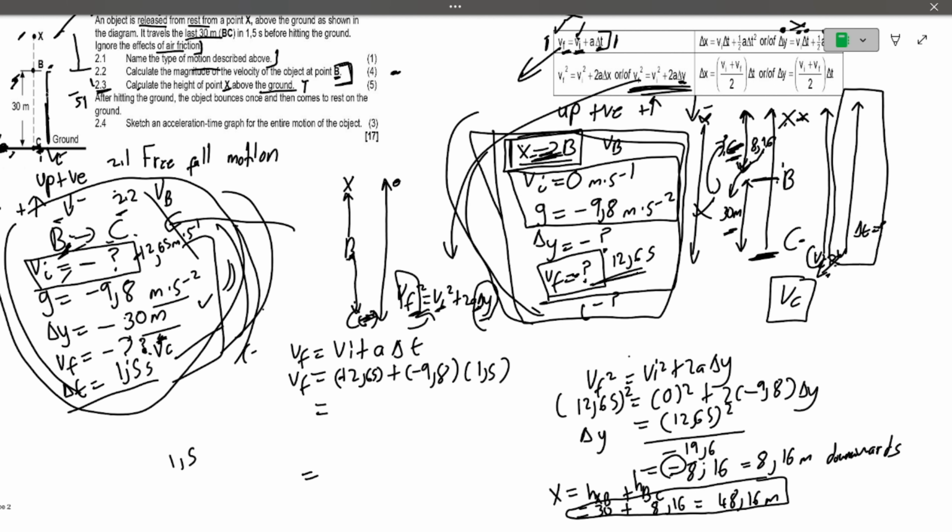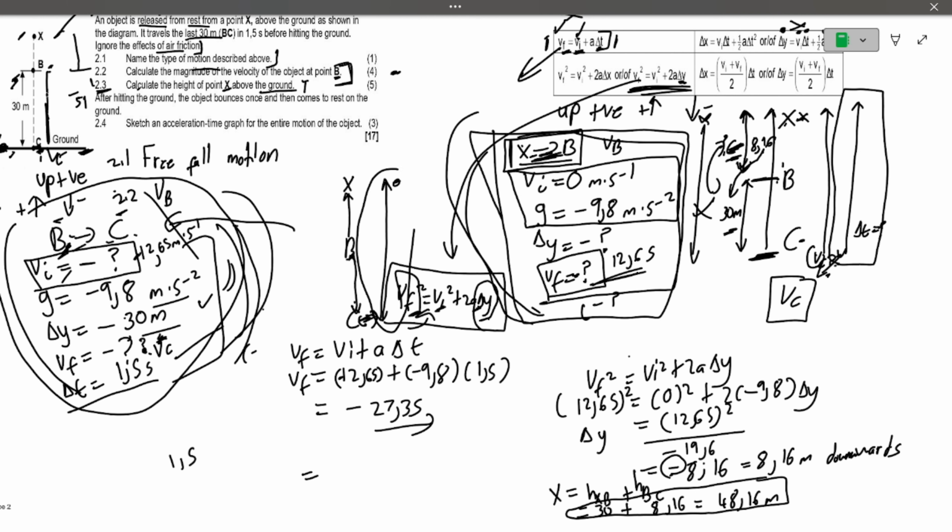And when we find 1.5, we press our calculator, negative 12.65 minus 9.8 times 1.5. So what do we get? We get negative 27.35 is the one. 27.35 is the final velocity here. So what do we do now? We come back and plug into this formula and use this velocity of the whole motion now.